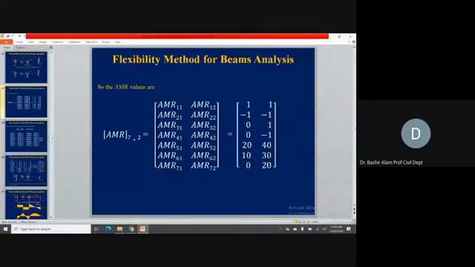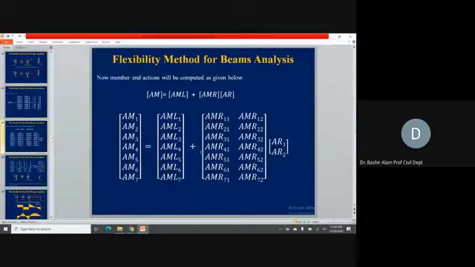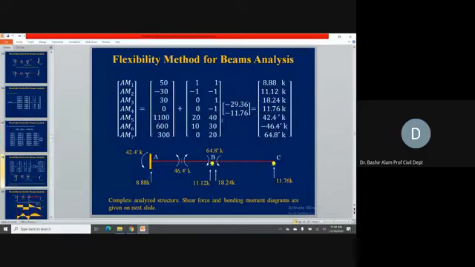Now, the AR value is already known, so we are in a position to solve this matrix multiplication and addition. We can process these matrices. To process, you see all these values. These are the AR, and remember, with the original signs, minus minus, this AR is coming. When we multiply them, we get all the member end actions. 8.88 corresponds to AM1, so here we record this. 11.12. So shear just to the left is 11.12. Just to the right, 11.24. Then at C, we have 11.76.